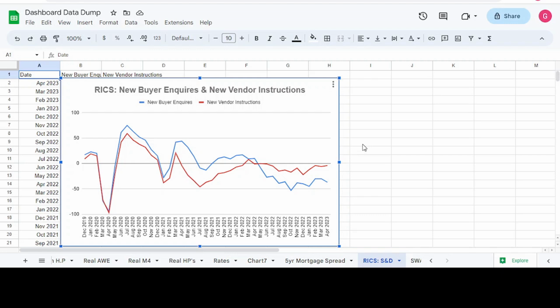So what we have here is a homegrown supply and demand metric where we have new buyer inquiries in blue as an expression of demand and timely demand, and new vendor instructions as an expression of timely supply in red. So I trawled back through the RICS reports and dug this out and used it to create a spread. The spread is just simply the difference between the two, because we only want to talk about supply in relation to demand and vice versa, demand in relation to supply. That will give us the whole picture.